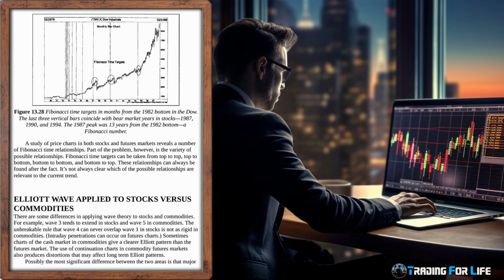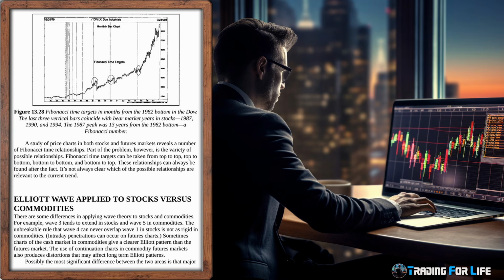Elliott wave applied to stocks versus commodities. There are some differences in applying wave theory to stocks and commodities. For example, wave 3 tends to extend in stocks and wave 5 in commodities. The unbreakable rule that wave 4 can never overlap wave 1 in stocks is not as rigid in commodities. Intraday penetrations can occur on futures charts.